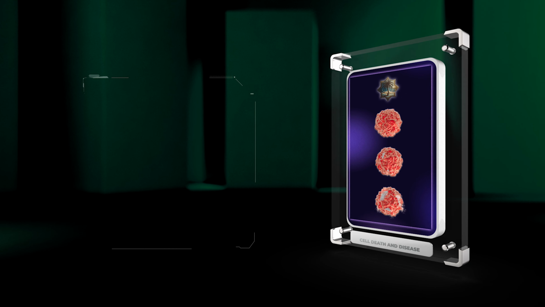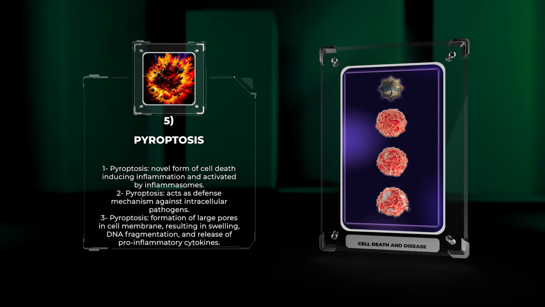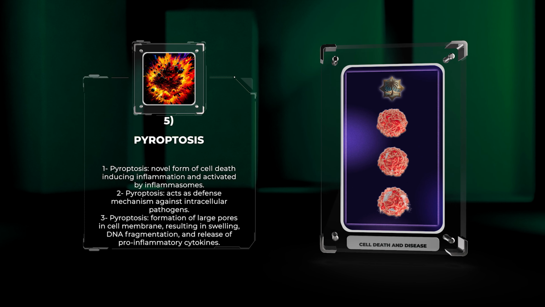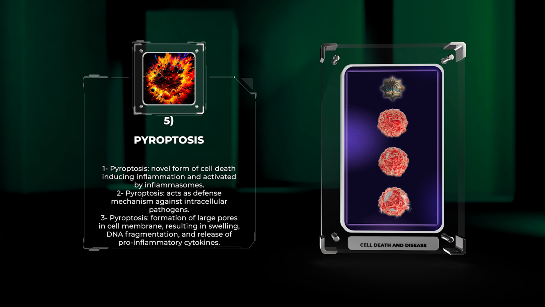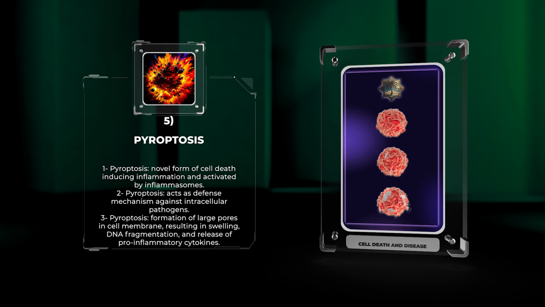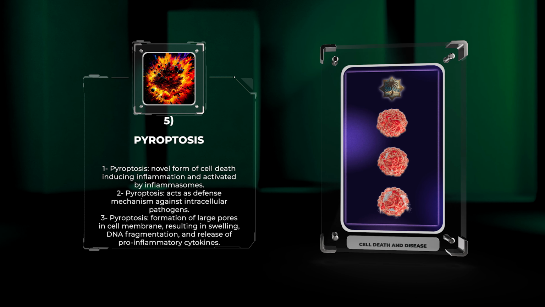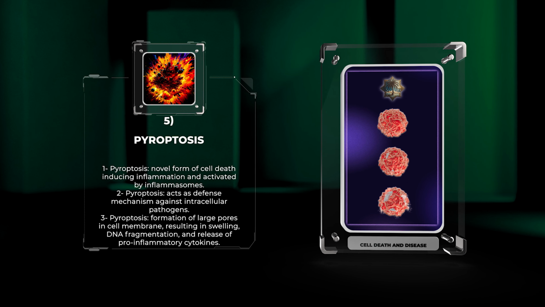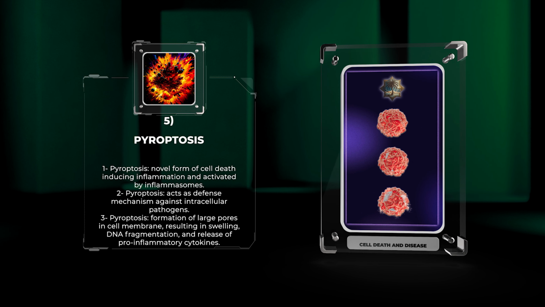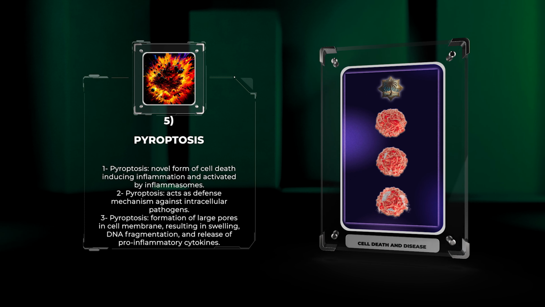Pyroptosis, a novel form of cell death, induces inflammation and is activated by inflammasomes. Unlike other cell death types, pyroptosis acts as a defense mechanism against intracellular pathogens. It involves the formation of large pores in the cell membrane, resulting in swelling, DNA fragmentation, and the release of pro-inflammatory cytokines. Gasdermin proteins, especially GSDMD, play a crucial role. Dysregulated pyroptosis contributes to infectious diseases, autoimmune disorders, and cancer.